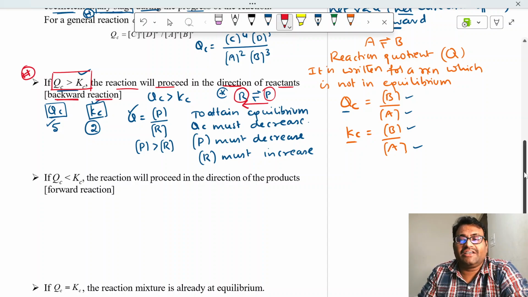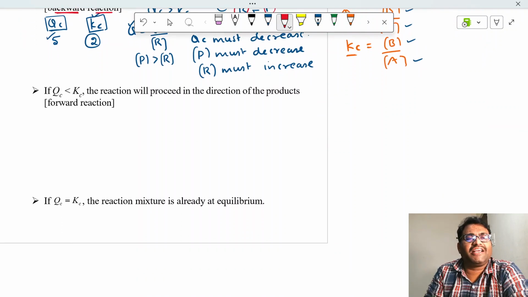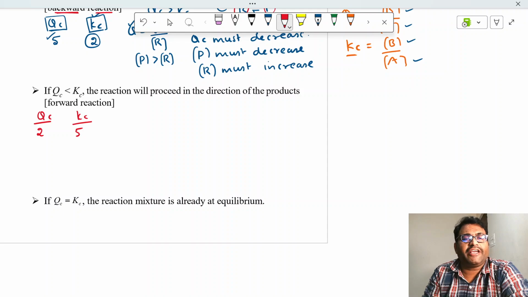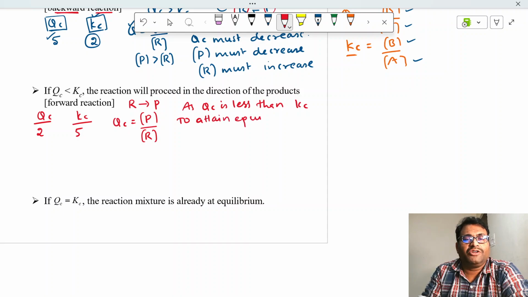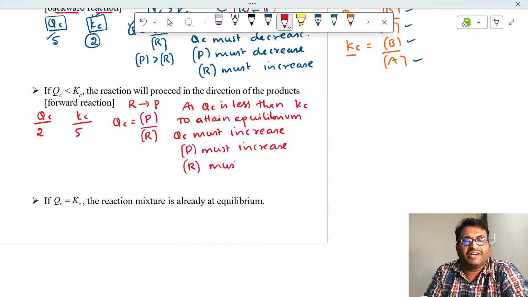Okay, so next let us see the next one. If Qc is less than Kc, Qc let me take 2 units, Kc let me take 5 units. And we know that for a reaction, reactants give rise to product. So Qc will be product concentration by reactant concentration. As Qc is less than Kc, to attain equilibrium, Qc must increase. If it has to increase, product concentration must increase and reactant concentration must decrease.